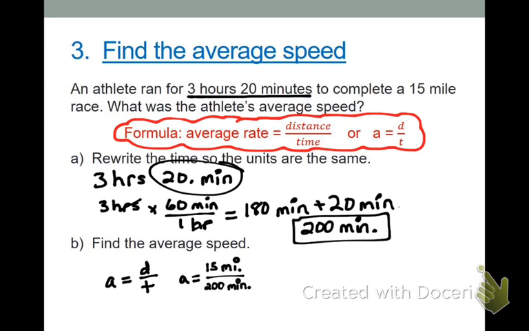So 15 miles per 200 minutes. You can imagine, I don't want to know how many he did in 200 minutes. I want to know how many he did in what? In 1 minute. So how do I get that 200 minutes to turn into 1 minute? Divide. Divide by what? 200. Just on top or just on the bottom? On both of them. Go ahead and do that for me.